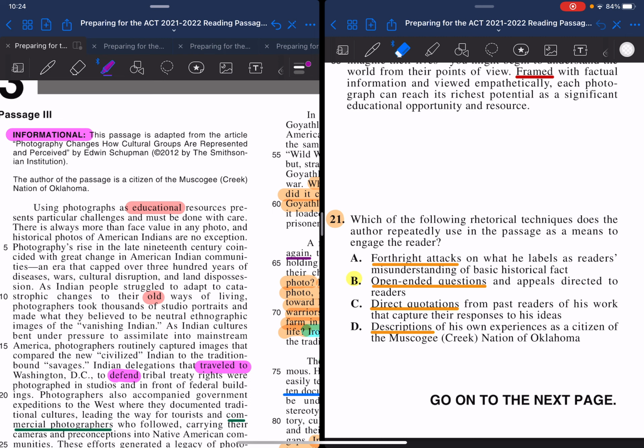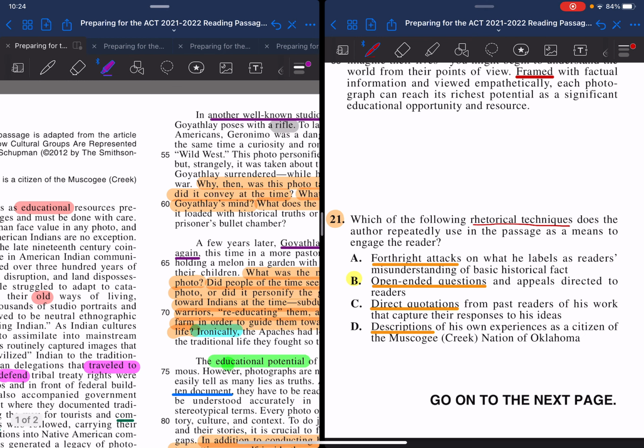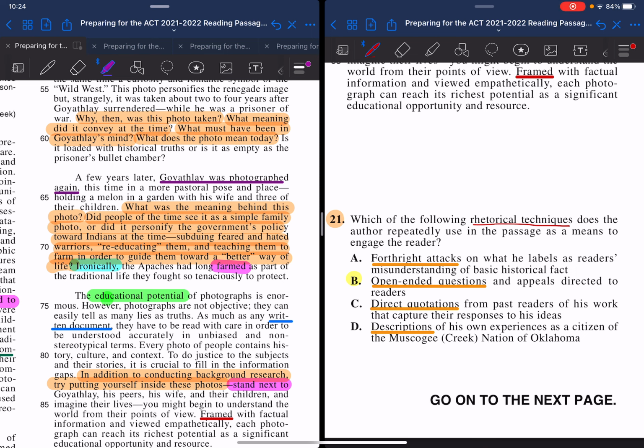Now, the key question that some people may be asking is, well, what is a rhetorical technique? Here I've highlighted some of the rhetorical techniques that were happening, because rhetoric is just a form of argumentation, of presenting an idea. And here we've got these questions. Why then was this photo taken? What meaning did it convey? What must have been in his mind? What does the photo mean today?